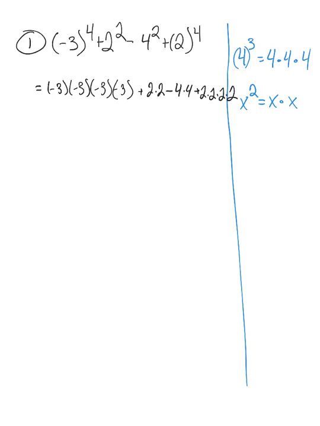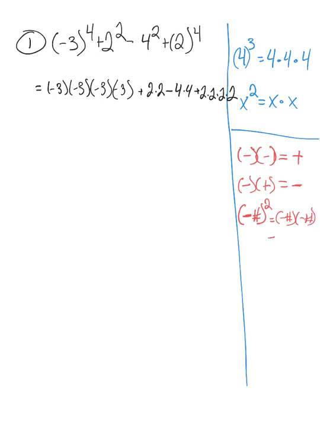And now something else we can notice. A negative times a negative will always equal a positive. No matter what you do, they always will. But a negative times a positive will always equal a negative. Okay? So using that, a negative number squared will equal a negative number times a negative number, which will equal a positive number squared.